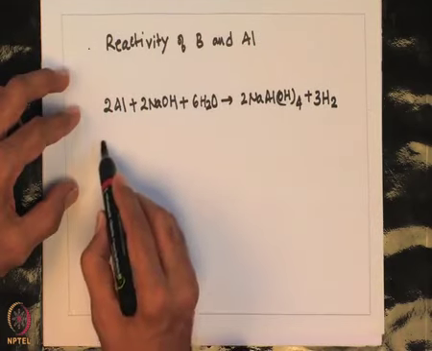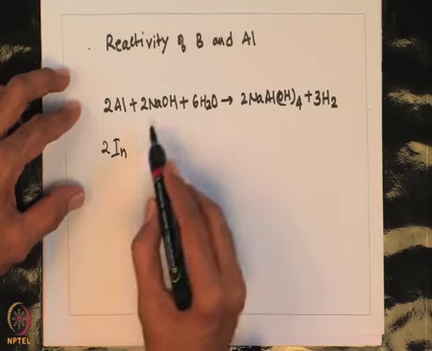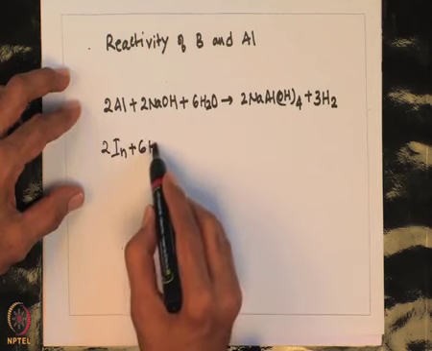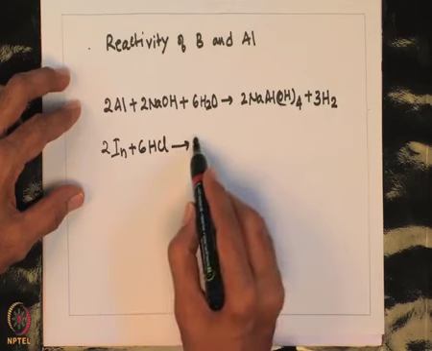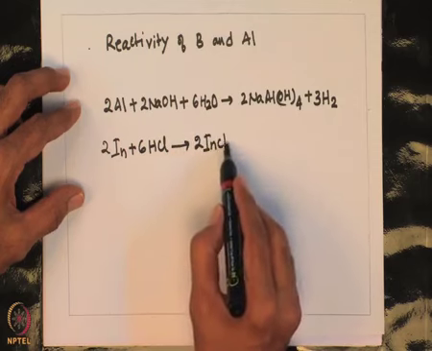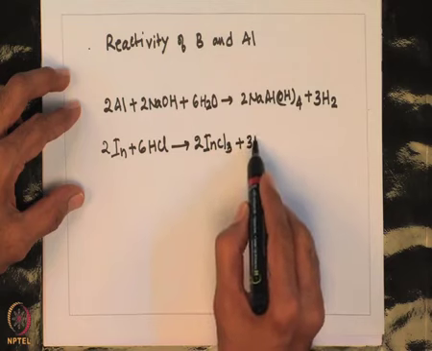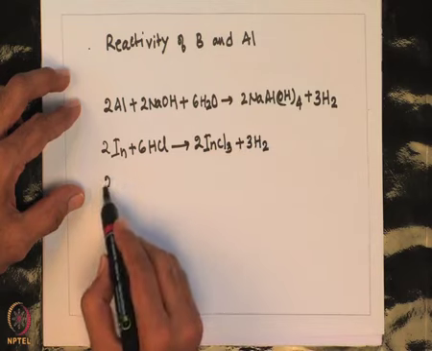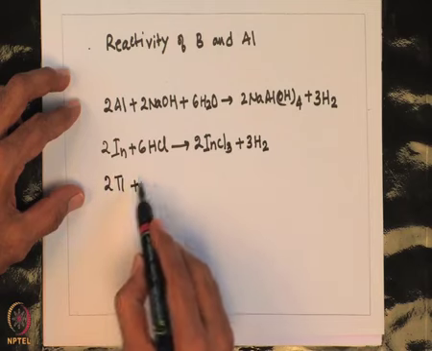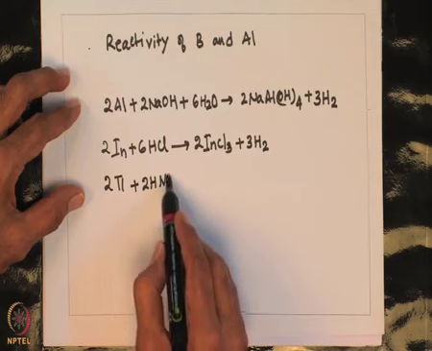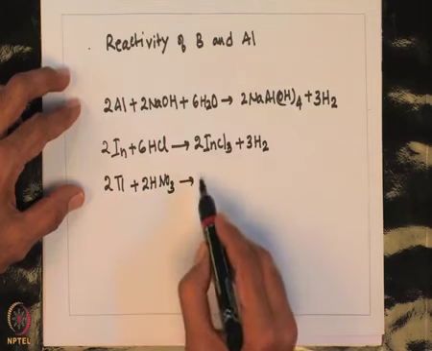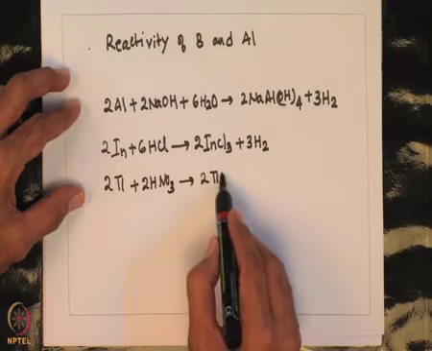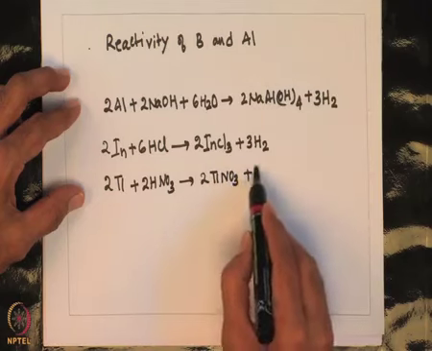Similarly, indium reacts with HCl to form indium trichloride, with the liberation of hydrogen gas. The same thing is true in the case of thallium. Thallium on treatment with nitric acid forms thallium nitrate, and H2 comes out.